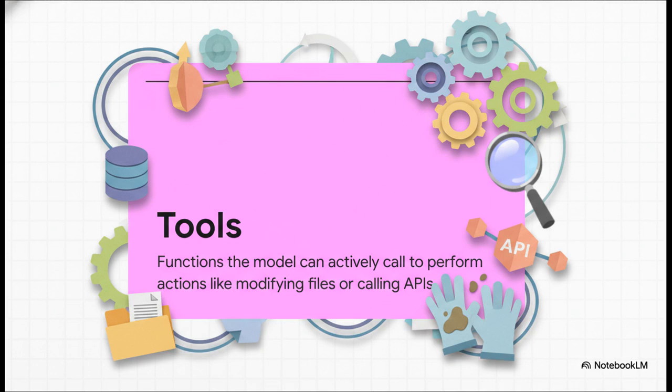So let's zoom in on tools for a sec. These are the action takers. They're the specific functions that the AI can call on to actually do something, like calling an API to get information, writing to a database, or even modifying a file on your system. This is where the AI, so to speak, gets its hands dirty.